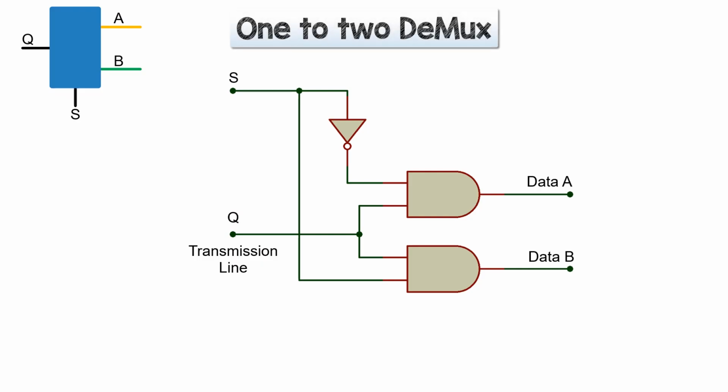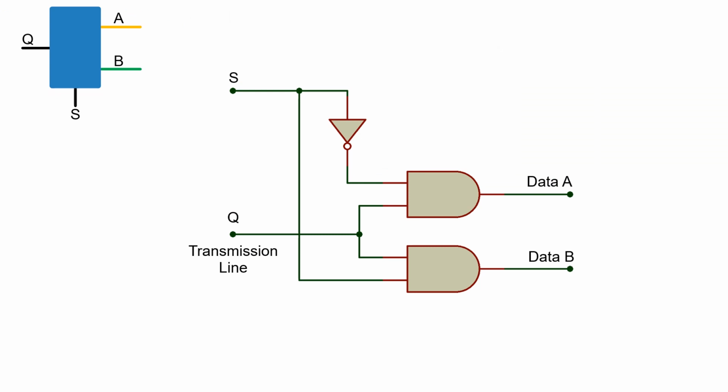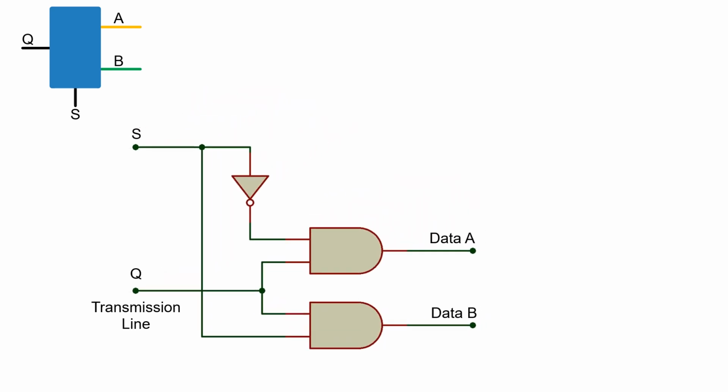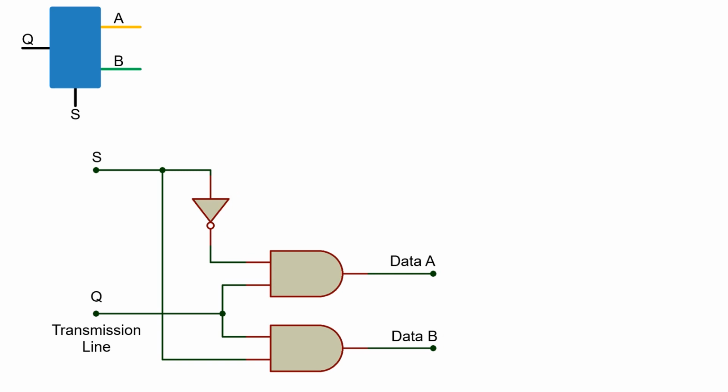The demultiplexer. We need a 1 to 2 demultiplexer, one input being split into 2 output channels. The transmission line output from the multiplexer is now the demultiplexer input signal Q. We separate the transmission data stream into the separate user channels data A and data B. In real life, it's important for the channel select to be synchronized with the channel select for the multiplexer to avoid mixing up the data channels.